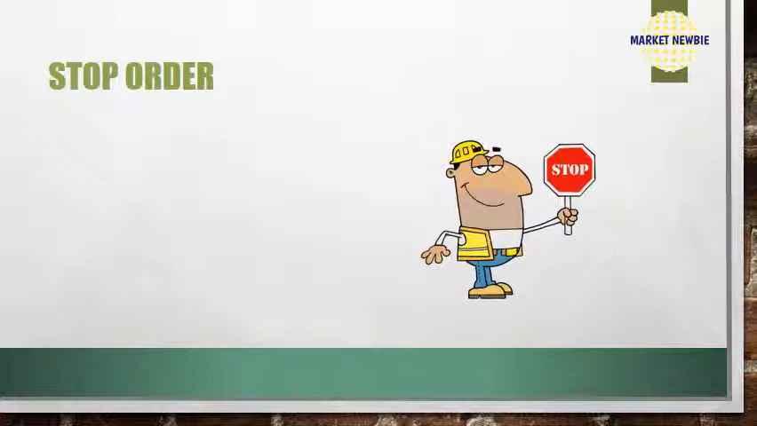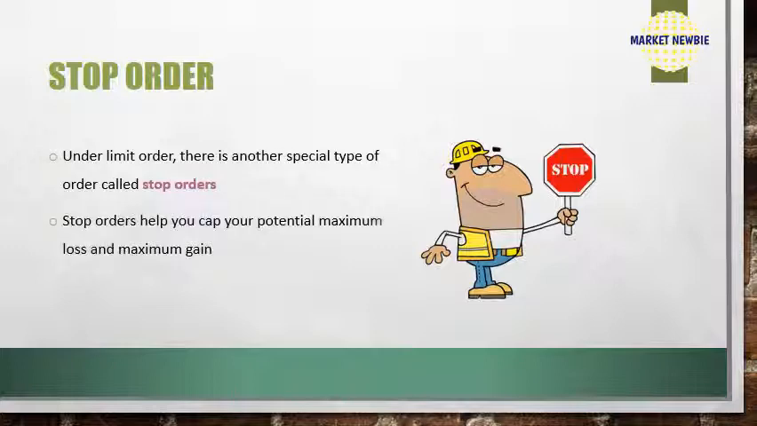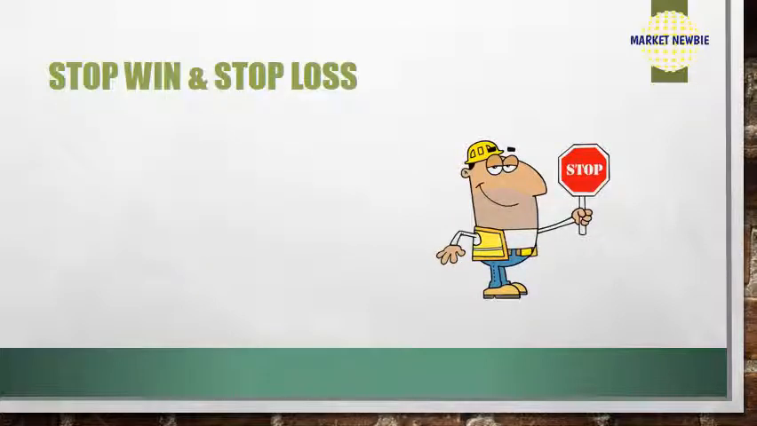Under limit orders, there is another special type of order, which is called stop orders. Stop orders basically help you cap your potential maximum loss and maximum gain. Stop orders can be further divided into stop loss and stop win, or take profit, orders.